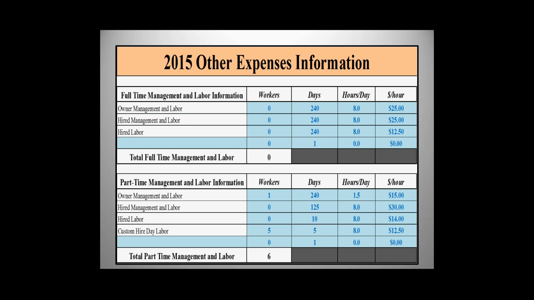And then one more worksheet is the 2015 Other Expenses Information worksheet. This worksheet includes our management and labor requirements in order to operate the cow-calf enterprise. This worksheet allows both part and full-time hired or owner labor to be charged to the cow-calf operation. This sheet also contains some additional spaces for other expenses such as utilities, property taxes, and professional fees that are going to occur in your operation.